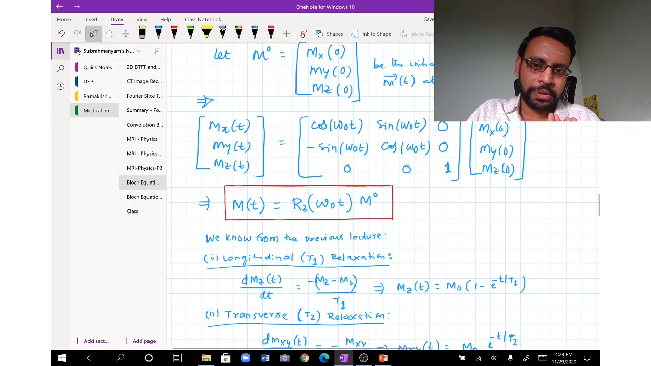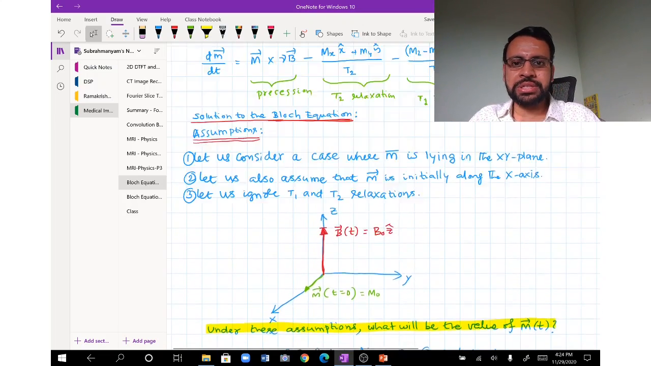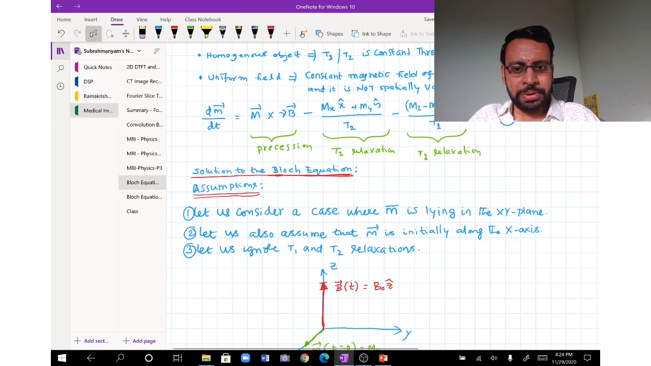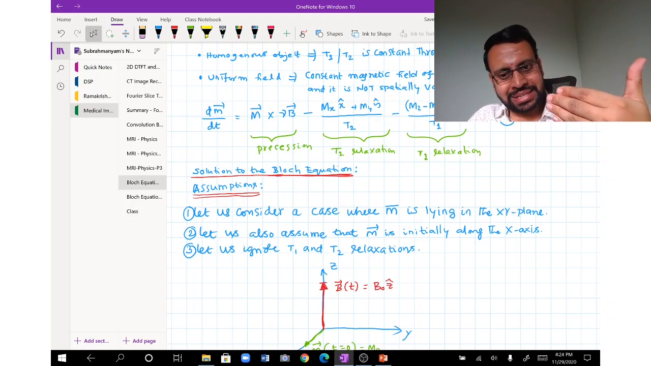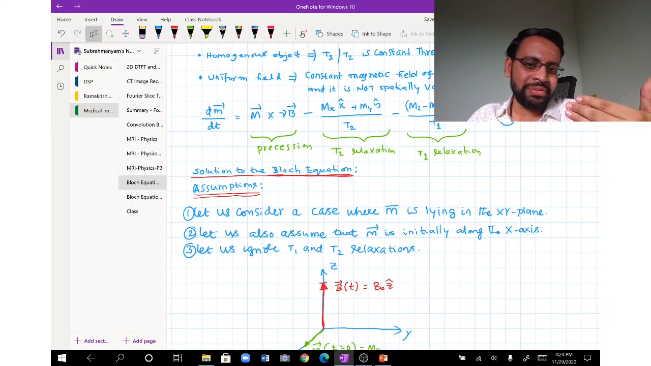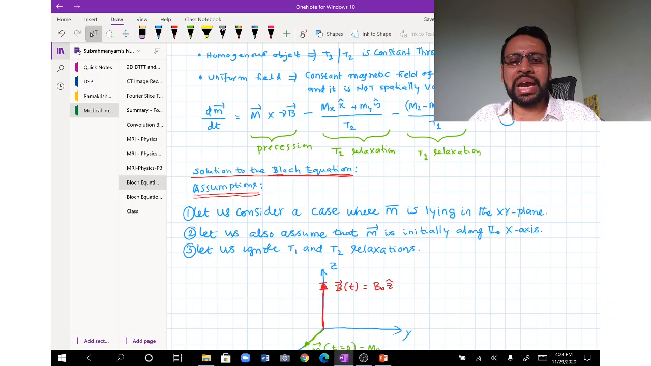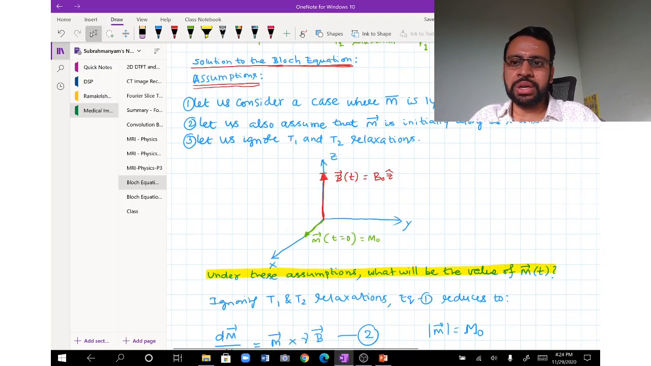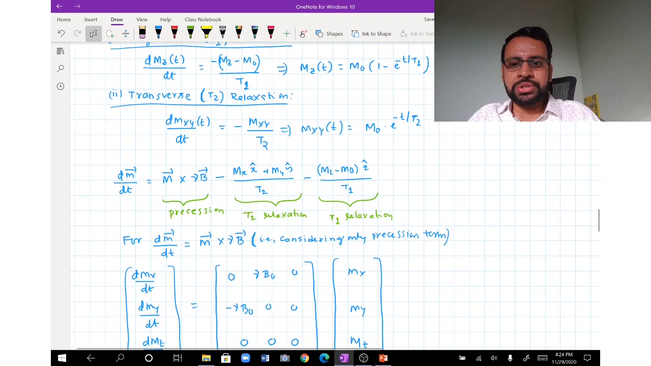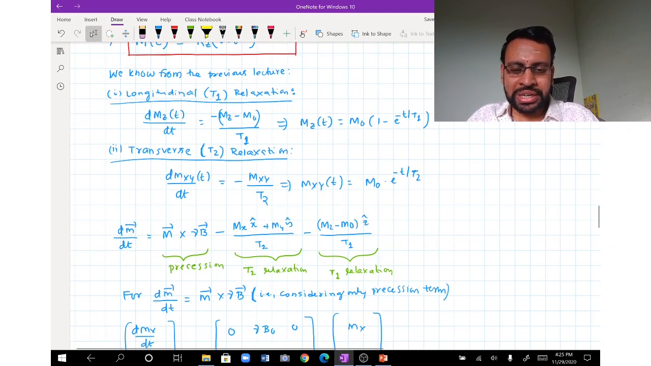Hope that is clear. Then what are the assumptions that we have to lift now? The XY plane, first assumption has been removed now. The second assumption of being on the x-axis is removed. All we are left with is introducing T1 and T2 relaxations. That's what we are going to do here. So we will come back to our initial expression that we have with T2 and T1, where these are the two additional terms associated with T2 relaxation and T1 relaxation.